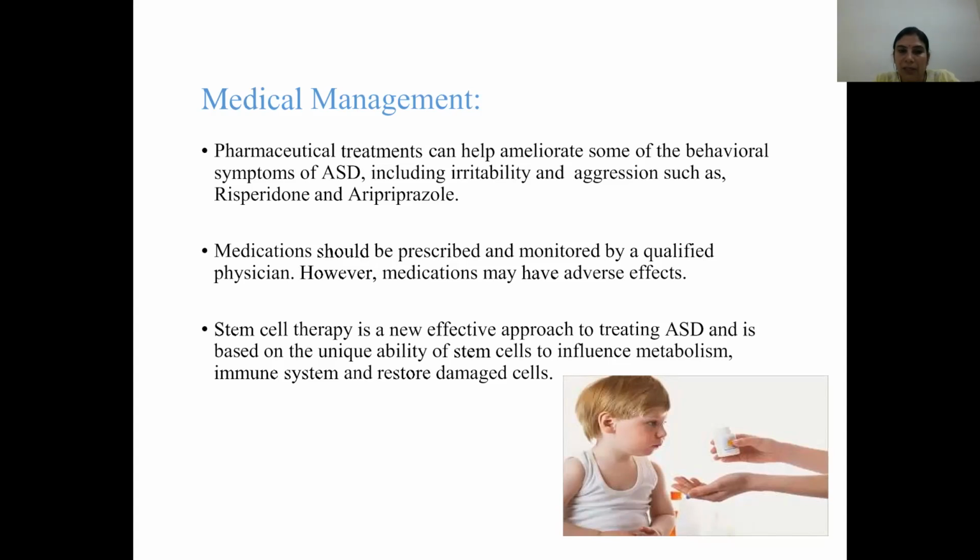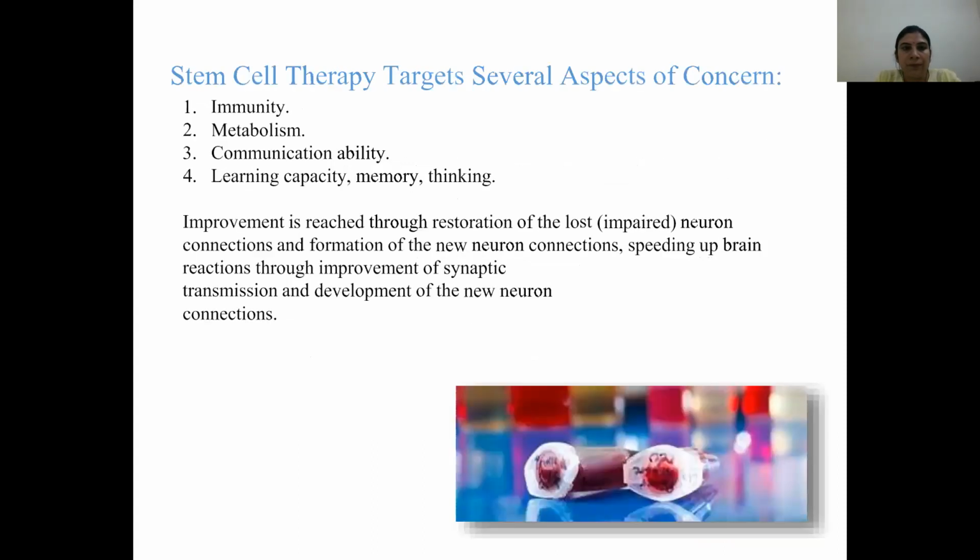Stem cell therapy is a new, effective approach to treating ASD and is based on the unique ability of stem cells to influence metabolism, immune system, and restore damaged cells. Stem cell therapy targets several aspects of the disorder. First is immunity, second is metabolism, third is communication ability, fourth is learning capacity, memory, thinking.